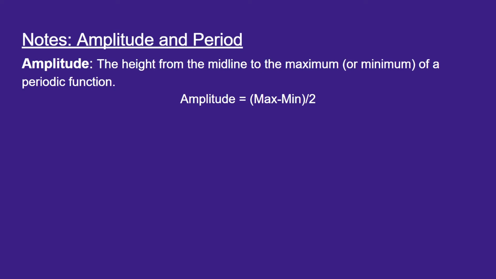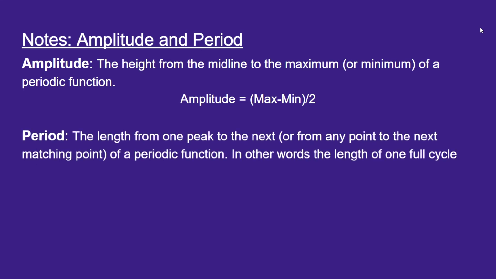We take that total distance and we divide it by 2 because, remember, guys, amplitude is not how far total am I traveling. It's how far up and how far down is it going. Period. Period is the length from one peak to the next, or really from any point to the next matching point in the cycle. In other words, the period is the length of one full cycle. So every time something repeats itself, the amount of time it took for it to repeat itself is the period.